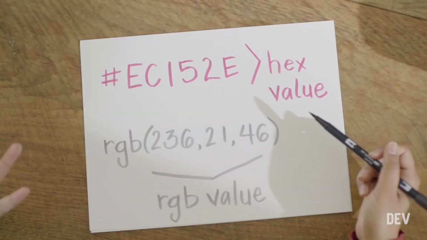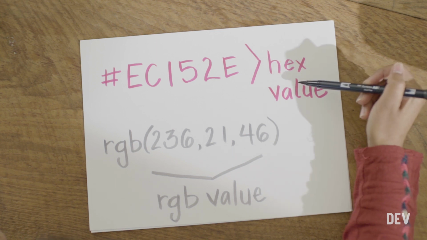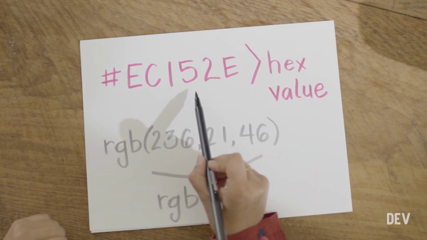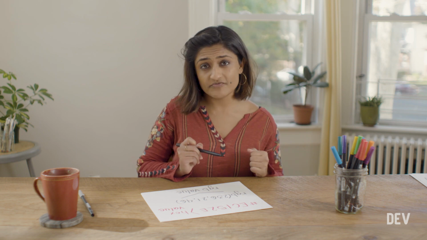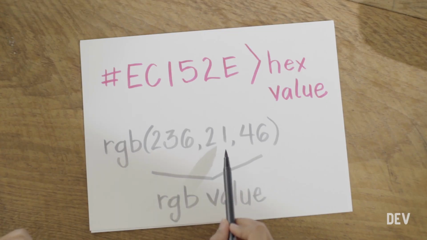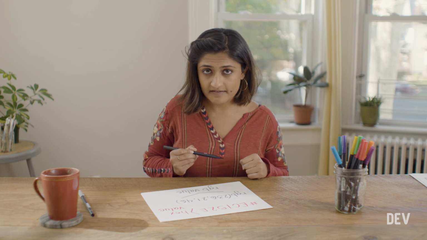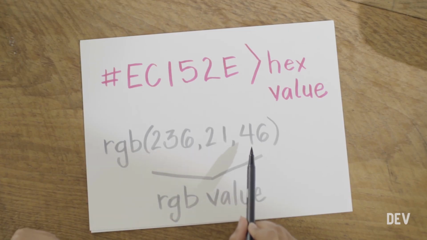We can represent colors in two different ways. We can use the hex value, for example, looking at this one color, EC152E, or we can represent it in the equivalent RGB format, 236, 21, 46. We know that the RGB value tells us how much red, green, and blue to add. For example, we used a lot of red here, some green, and some blue.